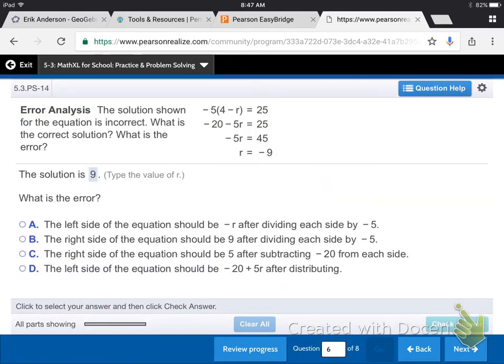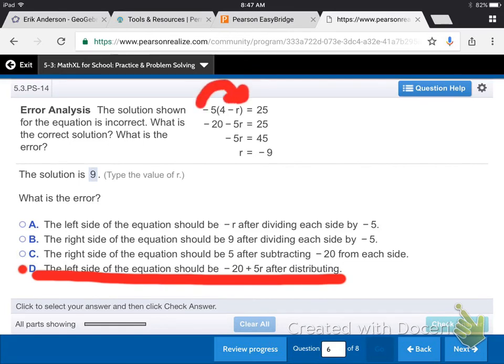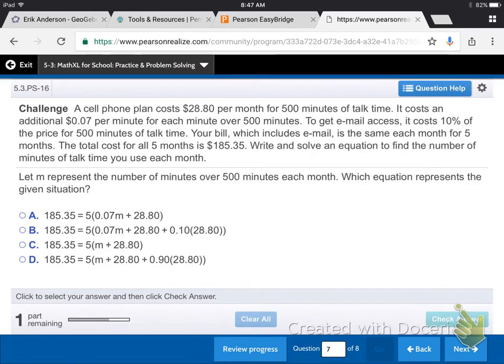And so we choose now from our possibilities what the error was. It says the left side of the equation should be -r after dividing each side by, no. The right side should be 9 after dividing each side by negative. No. Look at D. The left side of the equation should be negative 20 plus 5r after distributing. Yes. Should be. Remember I said negative 5 times negative r is positive 5r. So this right here should have been positive 5r. Excuse me.